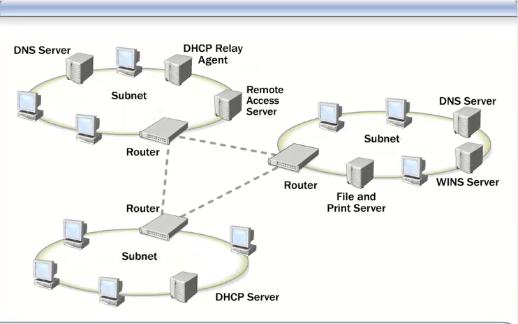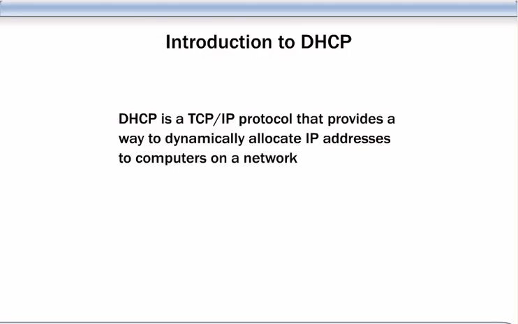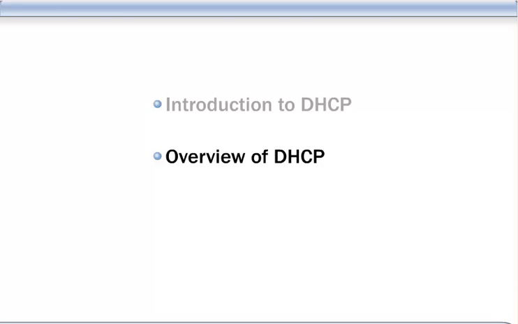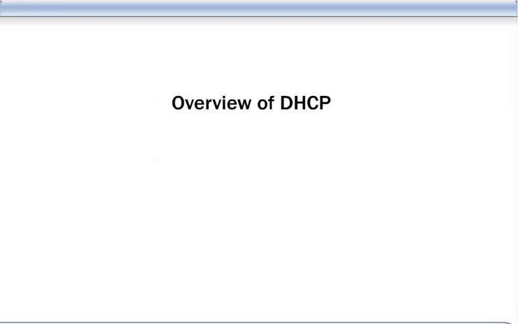In Transmission Control Protocol, Internet Protocol, or TCP/IP networks, many components are used to ensure that each TCP/IP host can communicate with other TCP/IP hosts and access network resources. DHCP is a TCP/IP protocol that provides a way to dynamically allocate IP addresses to computers on a network. Now let's look at an overview of DHCP.